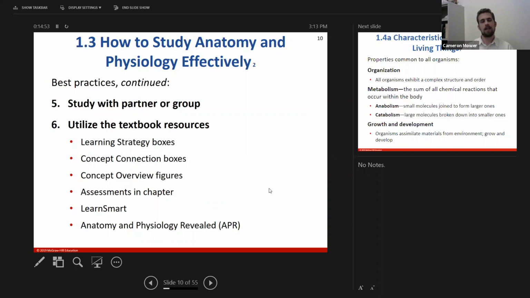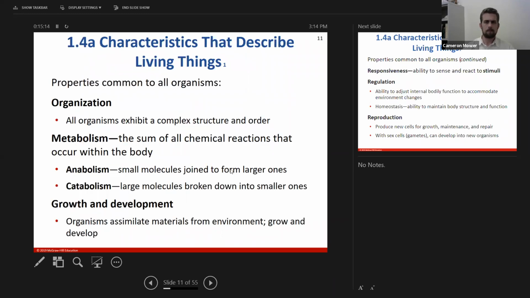Boom, right there. And then utilize the textbook resources. All of this stuff is going to be pretty important. The assessments in the chapter, the LearnSmart on Connect, Anatomy and Physiology Revealed. We're going to use some of this stuff in class, but you're going to want to explore these resources as much as you can. So, characteristics that describe all living things.